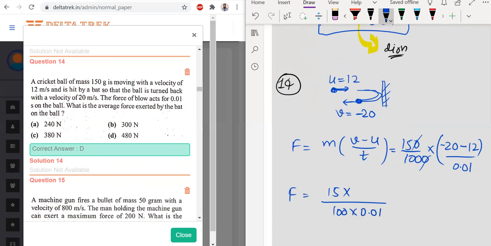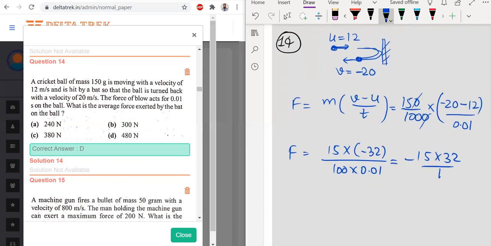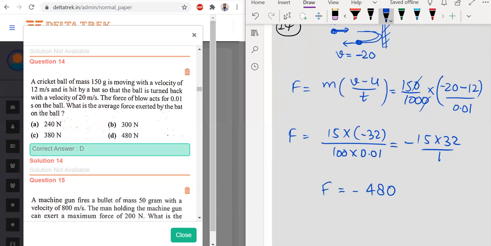अभी ये both are in negative, so both will be added up, will become minus 32. Now if you multiply 0.01 with 100, it will become 1. So it will be minus 15 into 32 divided by 1. So 1 will have no effect. So what is the answer of force? Let's multiply 15 with 32, so it will be 480. Like I'm saying, this negative is only about the direction. This is just for direction, that we apply an opposite force. That's it.